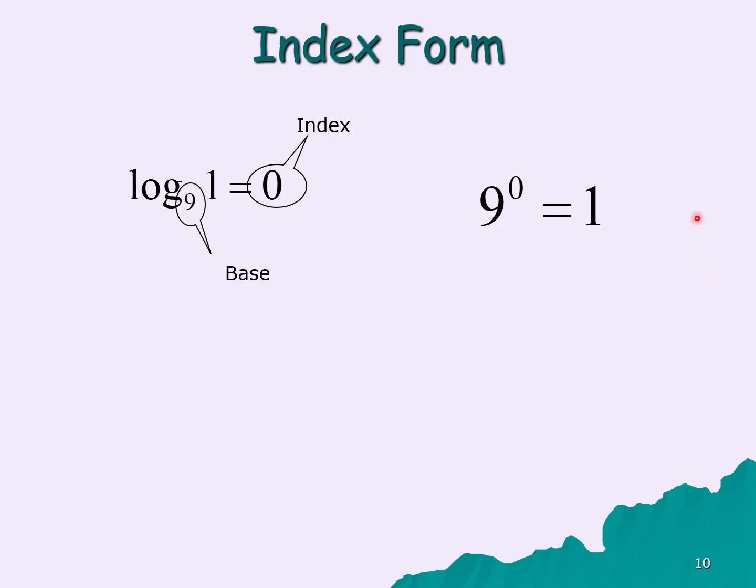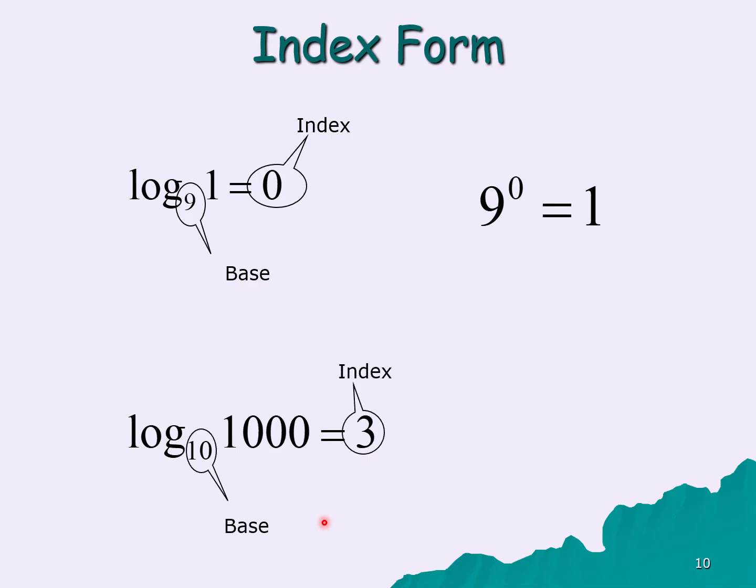And we all know this is true, right? Based on what we have learned in laws of indices. So looking at the next example, I have log base 10 of 1000, and this is equal to 3. If I rewrite this into the index form, we all know that it is true. The base is 10 and the index is 3. So I rewrite this: 10 to the power of 3 is equal to 1000.